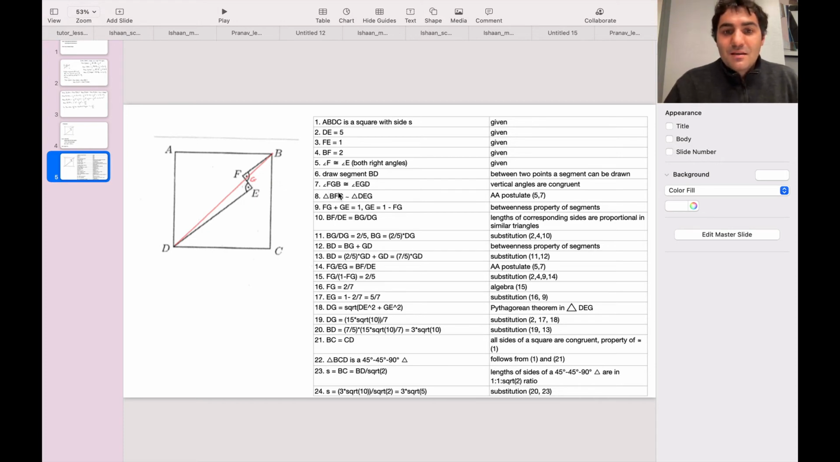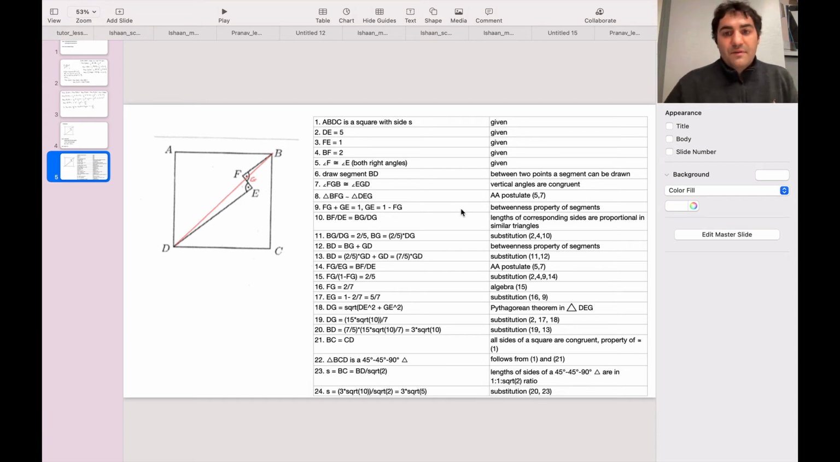But the first thing we know is that, if we look at this angle, not to get confused with the angle F, but this angle G, so angle FGB and angle EGD are vertical angles, and therefore they are congruent. And therefore, from property 5 and property 7, we know that triangle BFG and triangle DEG are similar.